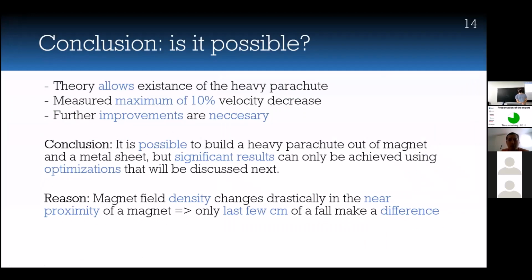So to conclude, is it possible? Well, it is possible to build a heavy parachute out of magnets and a metal sheet, but significant results can only be achieved using optimizations, which we'll discuss next.